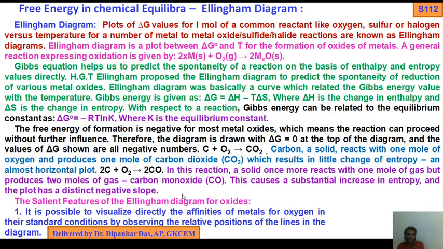So that is the main characteristic, the main features of the Ellingham diagram in the metallurgy portion. Salient features of the Ellingham diagram for oxides: it is possible to visualize directly the affinities of metals for oxygen in their standard conditions by observing the relative positions of the lines in the diagram.